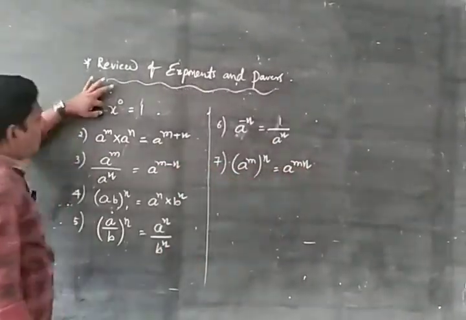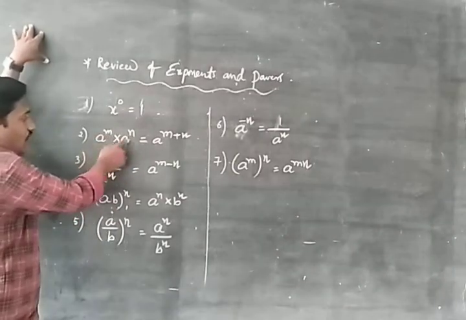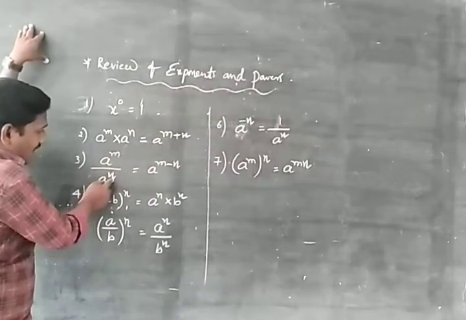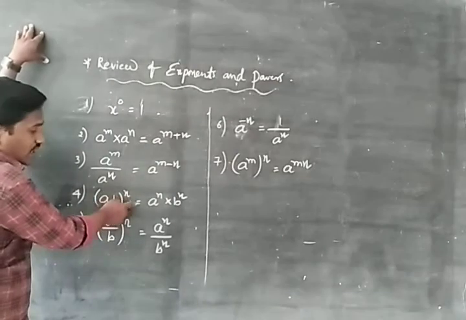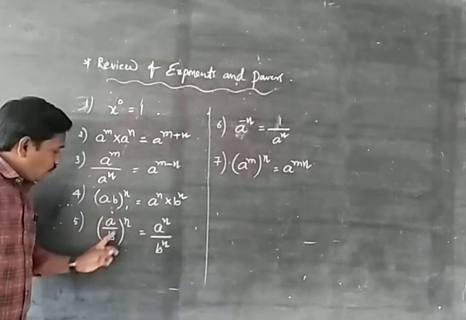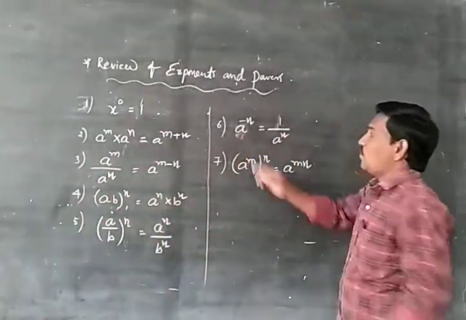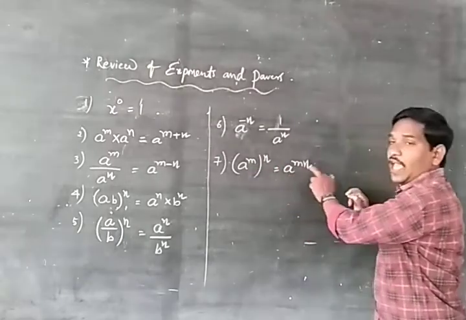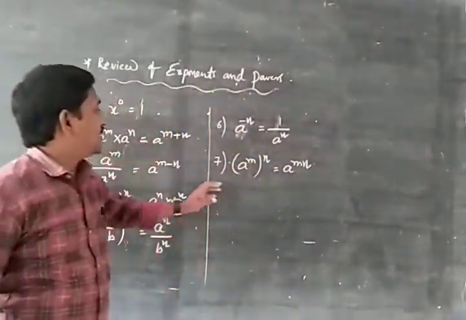Once again: anything power 0 equal to 1. a power m into a power n equal to a power m plus n. a power m by a power n equal to a power m minus n. (ab) whole power n equal to a power n into b power n. (a by b) whole power n equal to a power n by b power n. a power minus n equal to 1 by a power n. (a power m) whole power n equal to a power mn. These are some of the exponent formulas we have already discussed in previous classes. Just write it.